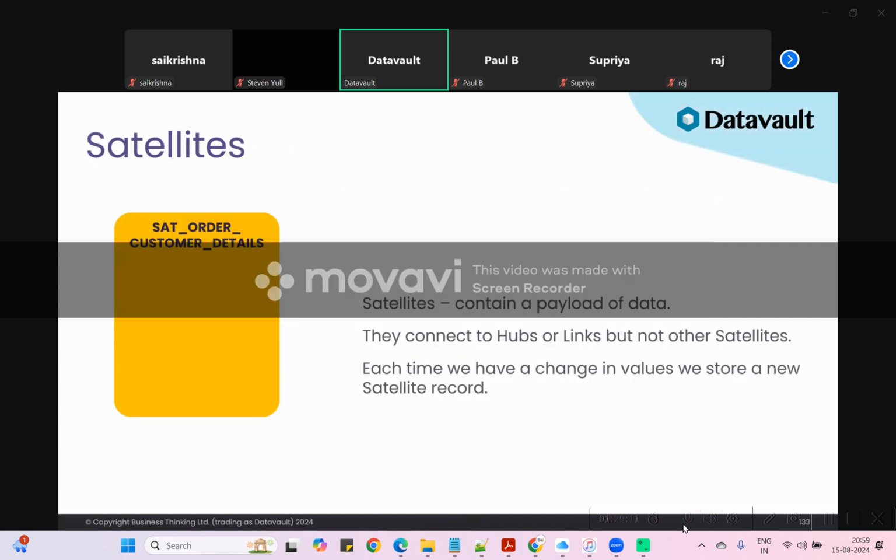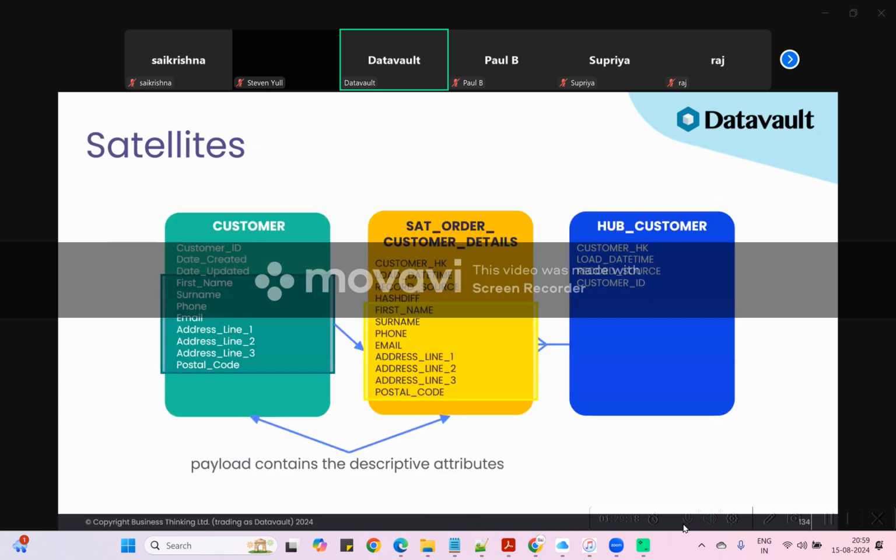Satellites. Now, satellites are a little bit different because satellites hold point-in-time information. What do I mean by that? Well, here we have a customer source data table. We're going to have a hub customer in there, and the satellite's going to describe that customer concept. So there's some payload in the customer record, the first name, surname, phone, and so on. And those go into that satellite. And the satellite's set up to be point in time. So what do I mean by that?